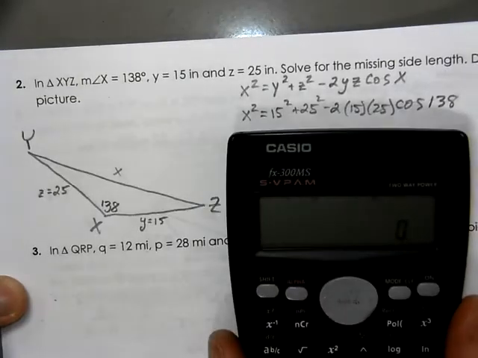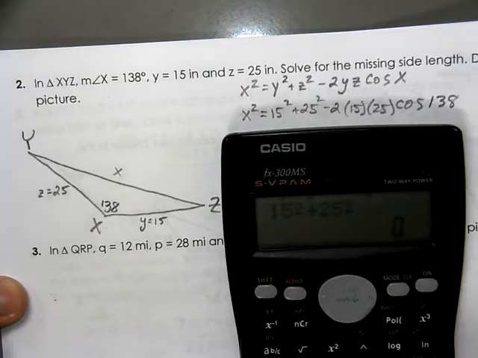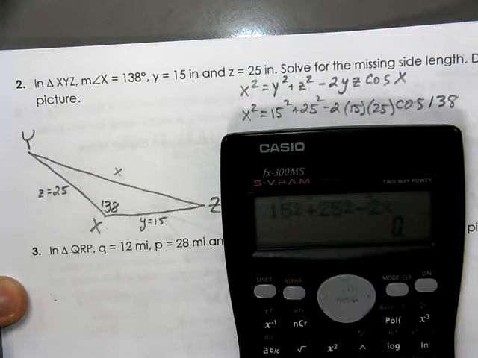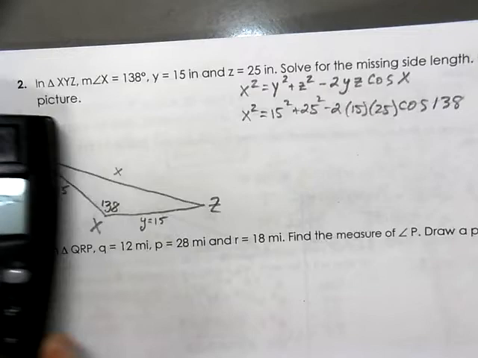We'll go to our calculator, and we'll type in the numbers: 15 squared plus 25 squared minus 2 times 15 times 25 times the cosine of 138. That comes out to 1,407.36.